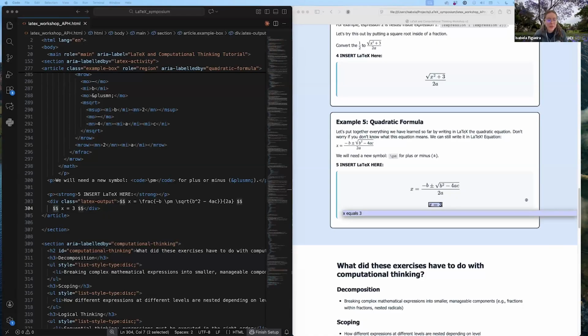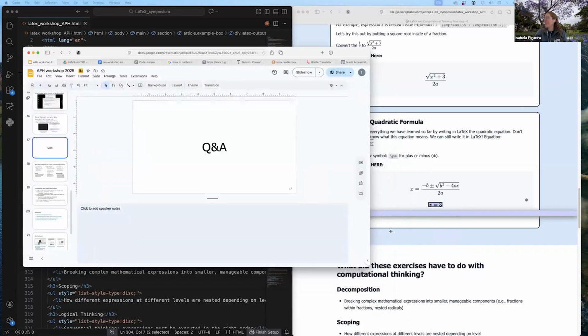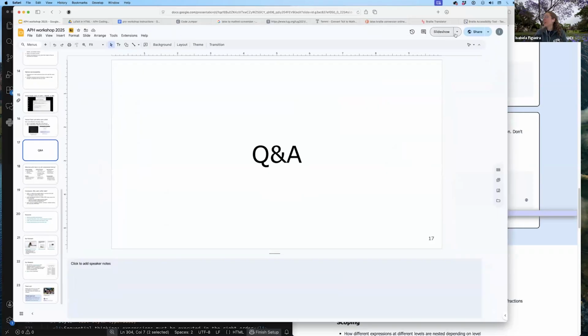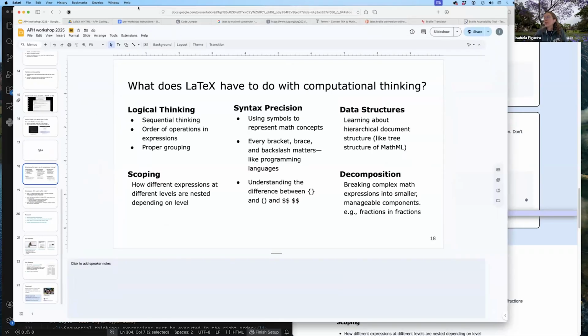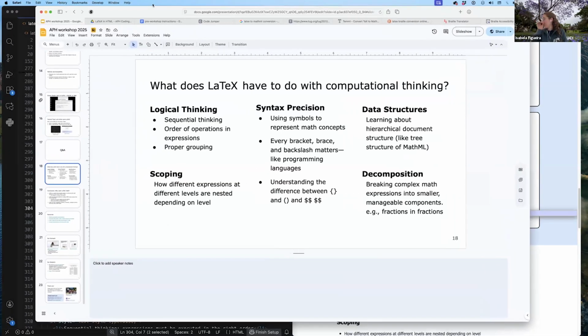Okay. I have some closing thoughts I can do after this Q&A slide. I just have a little bit of text about what this has to do with computational thinking. I don't have to go into it that much, but we did think a lot about logical ordering of different components.